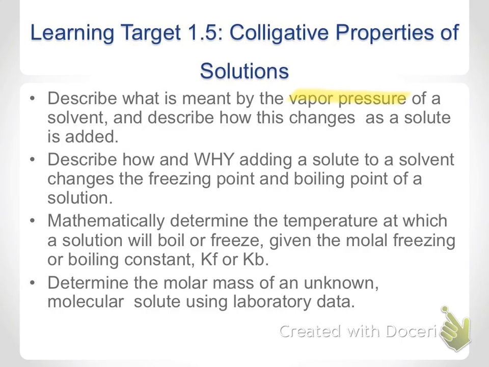We're going to describe how and why adding a solute to a solvent changes both the freezing point and the boiling point of a solution. We're going to mathematically determine the temperature at which a solution will boil or freeze given what's known as the molal freezing or boiling constant, Kf or Kb. And we're going to determine the molar mass of an unknown molecular solute using laboratory data. So here we go.